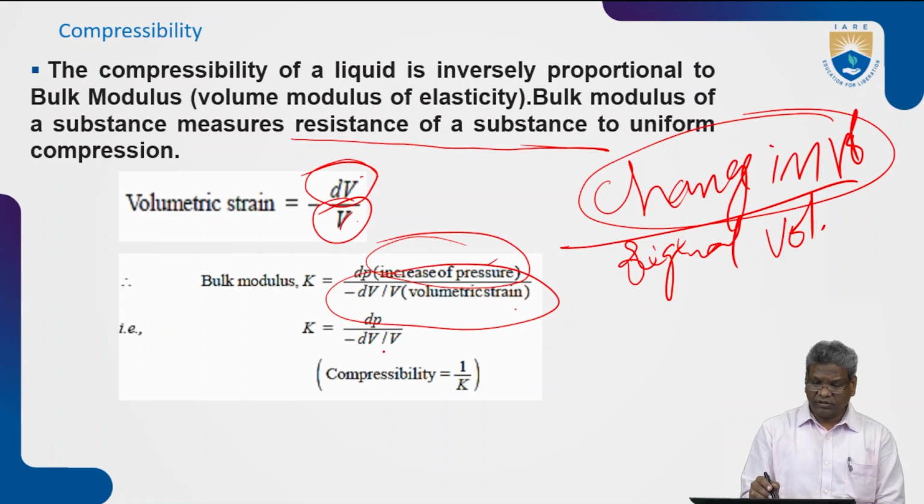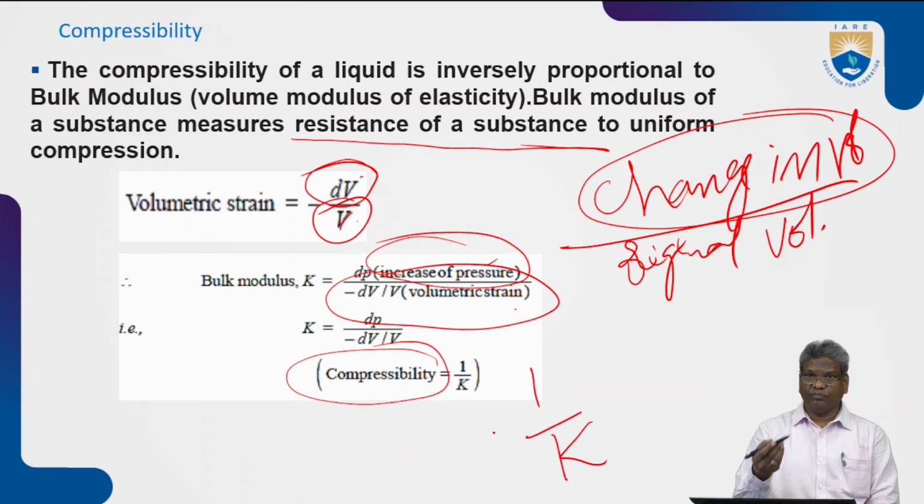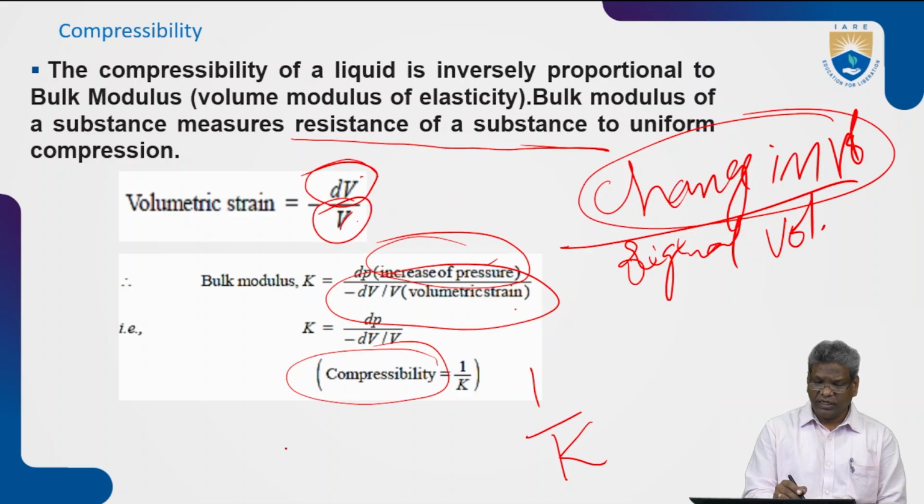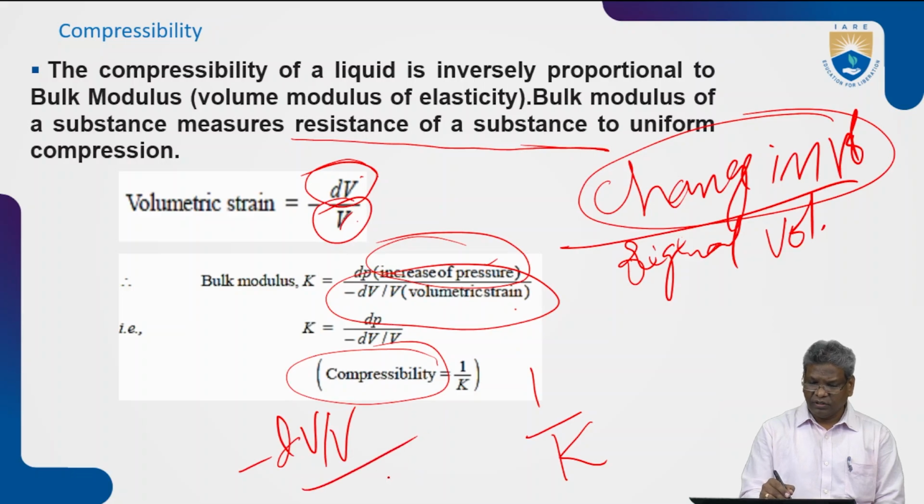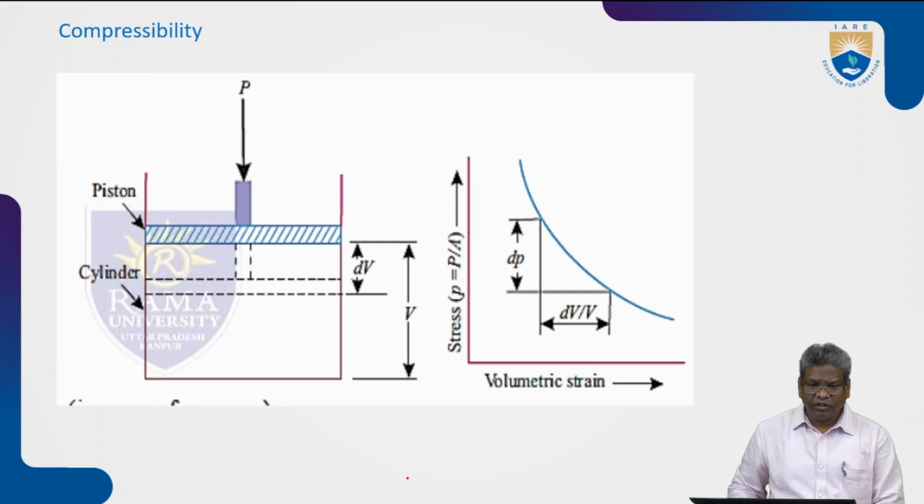But what exactly do we need? Compressibility. So compressibility is 1 by K. What is K? K is the bulk modulus. So the reciprocal of bulk modulus we can call compressibility. That means how can we write compressibility? Minus dV by V divided by dP.